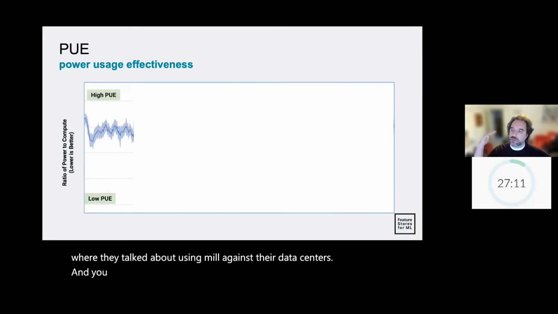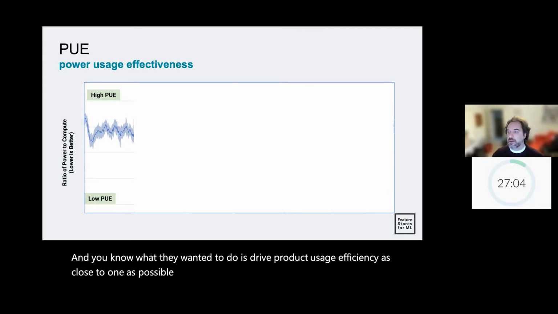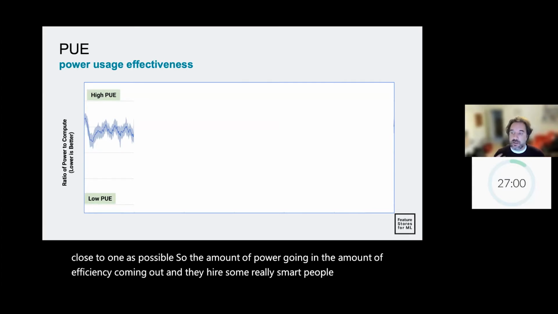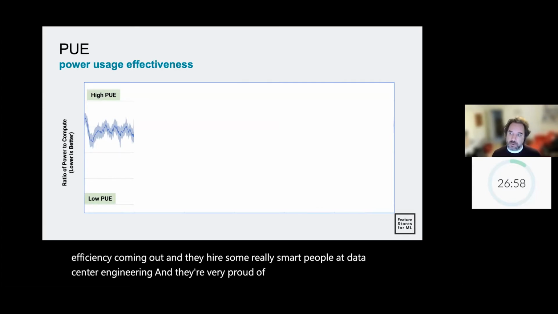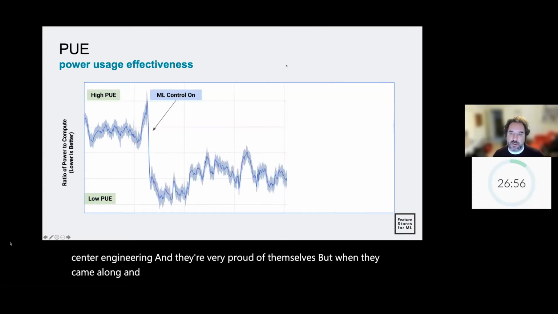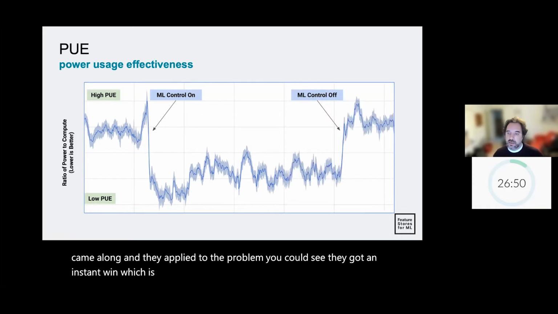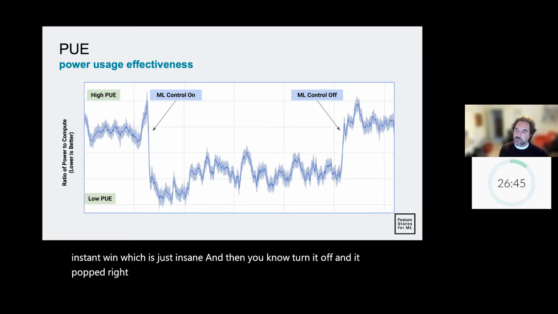What they wanted to do is drive power usage efficiency as close to 1 as possible. So the amount of power going in, the amount of efficiency coming out. And they hired some really smart people in data center engineering, and they're very proud of themselves. But when they came along and they applied ML to the problem, you could see they got an instant win, which is just insane. And then, turn it off and it popped right back to normal. So they knew that ML was causing this.